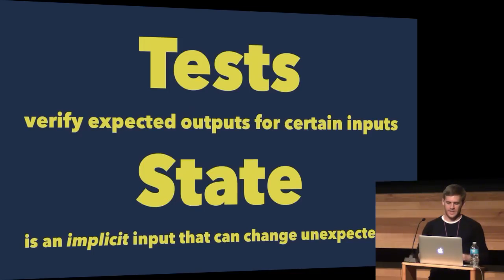Tests, after all, verify that certain outputs are what you get when you give certain inputs. But state is an implicit input. And method calls can also change state during a test, which can introduce issues with ordering and repeatability. Like if you've ever tested anything asynchronous, this might have come up.